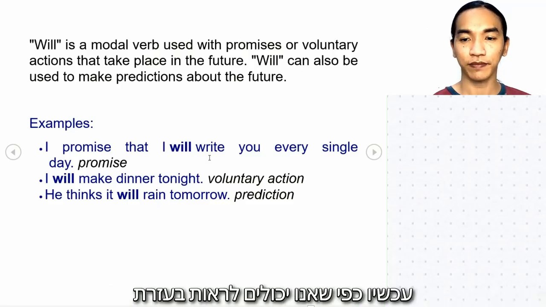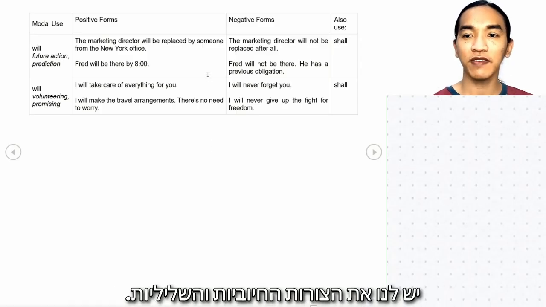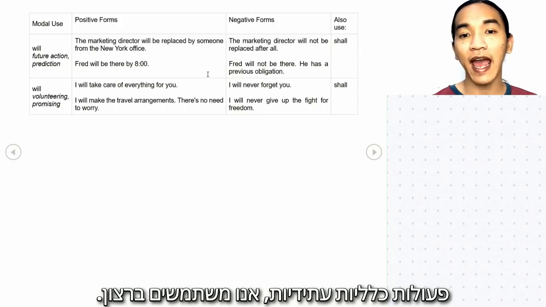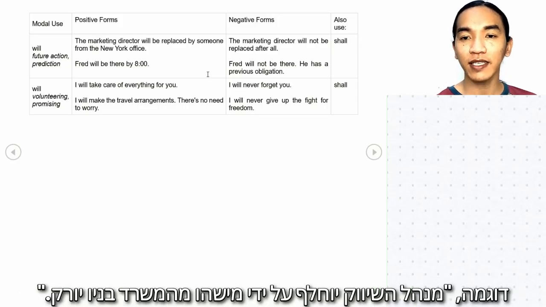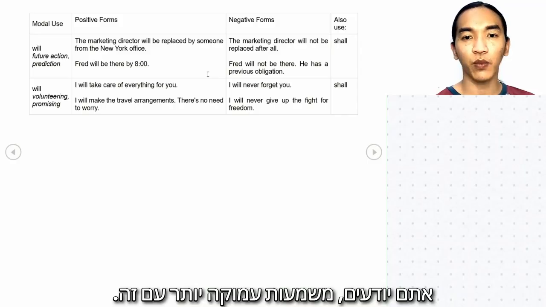Now, as we can see with this table here, we have our modal verb usages. We have the positive and the negative forms. So for the first one, for future action, general future actions, we use will. Anything that you're going to talk about in the future, you may use will. Example, the marketing director will be replaced by someone from the New York office. So this is just a future action without any deeper meaning with it.